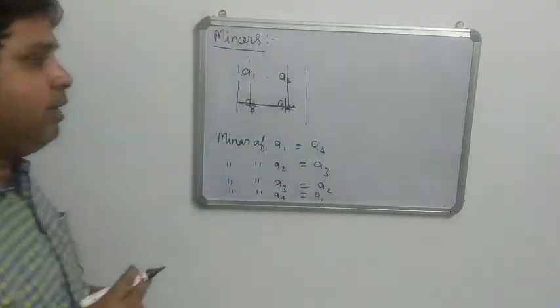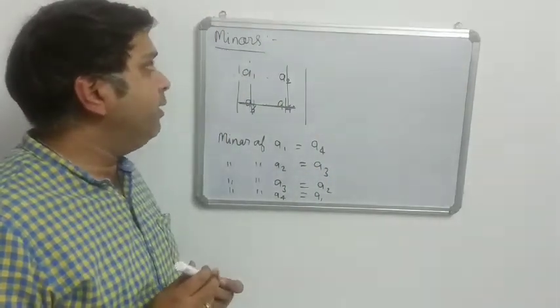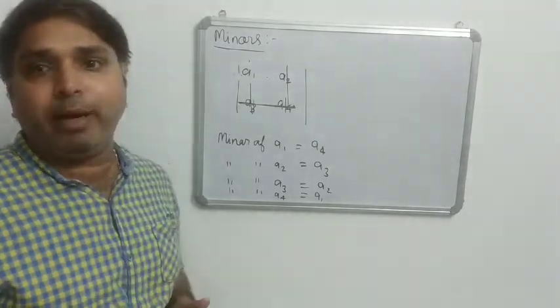So this is how to find the minors of an element. सिमिलरली अगर थर्ड ऑर्डर का डिटरमिनेंट है तो उसके माइनर्स कैसे निकालेंगे?